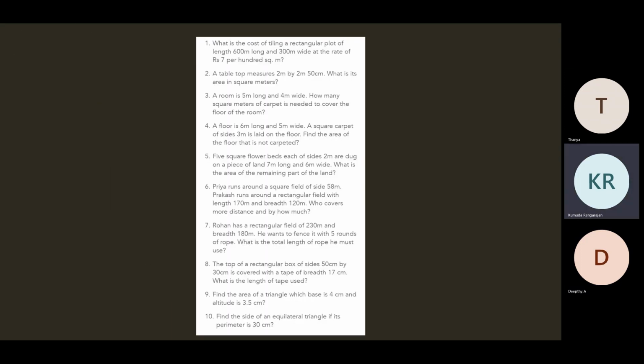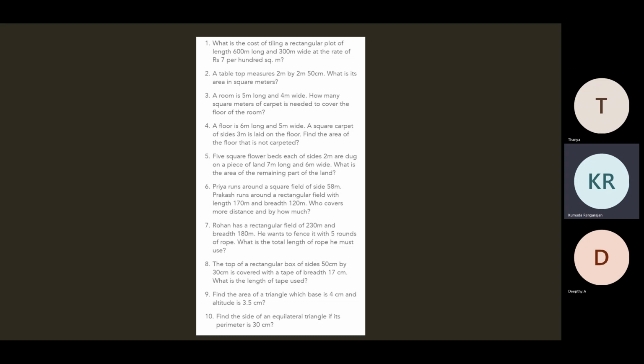Priya runs around a square field of side 58 meters. Prakash runs around a rectangular field with length 170 meters and breadth 120 meters. Who covers more distance and by how much? So imagine the situation. We are not reading the question just for a formality. There is a square field with side 58 meters, which means all four sides measure 58 meters, and another rectangular field whose length and breadth are given.